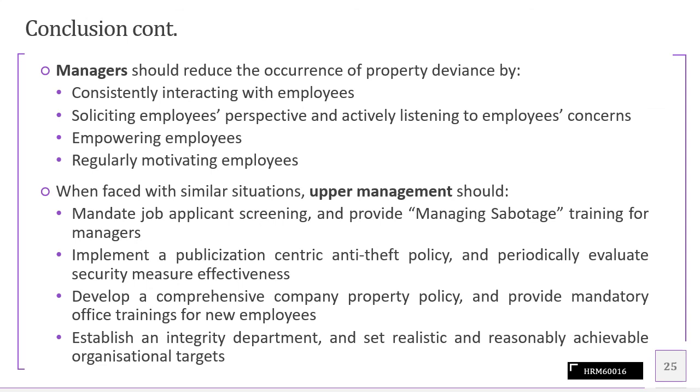Therefore, it is of critical importance for frontline managers to understand and manage employees' individual behaviors to reduce the occurrence of property deviance. They can do this by consistently interacting with employees, soliciting employees' perspectives, actively listening to employees' concerns, empowering employees, and regularly motivating employees. When faced with similar situations such as saboteur behavior shown in the video clip, upper management in organizations can mandate the screening of job applicants and provide managing sabotage training programs for managers.